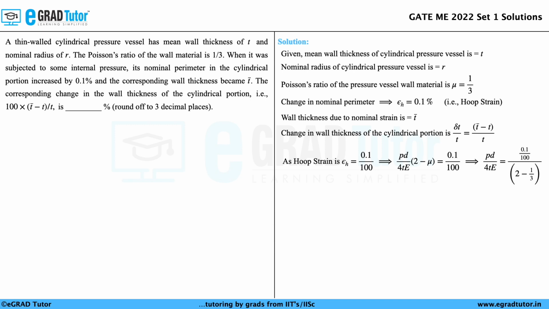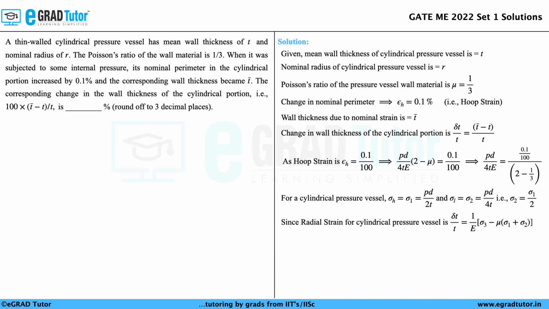Now for a cylindrical pressure vessel, we have hoop stress, which is considered as sigma 1, and it is represented as PD by 2T, and we have longitudinal stress, which is taken as second principal stress, and it is represented as PD by 4T. From these two equations, it has to be understood that sigma 2 is equal to sigma 1 by 2.